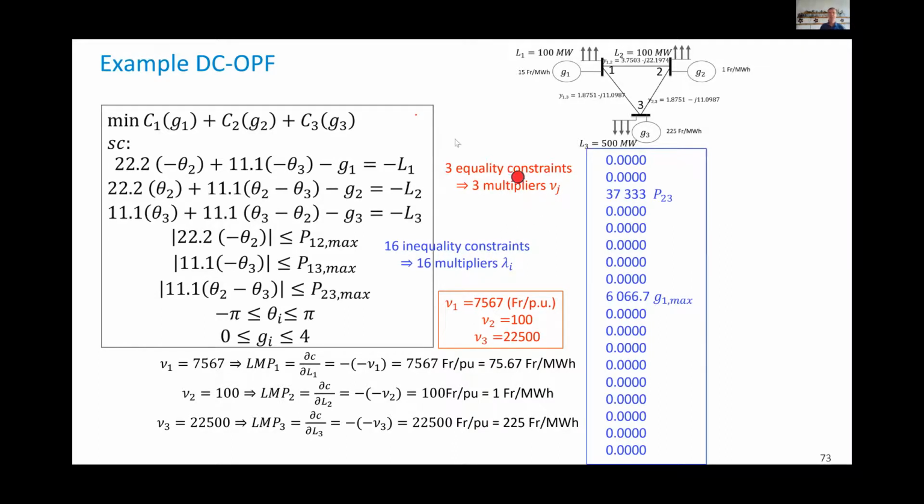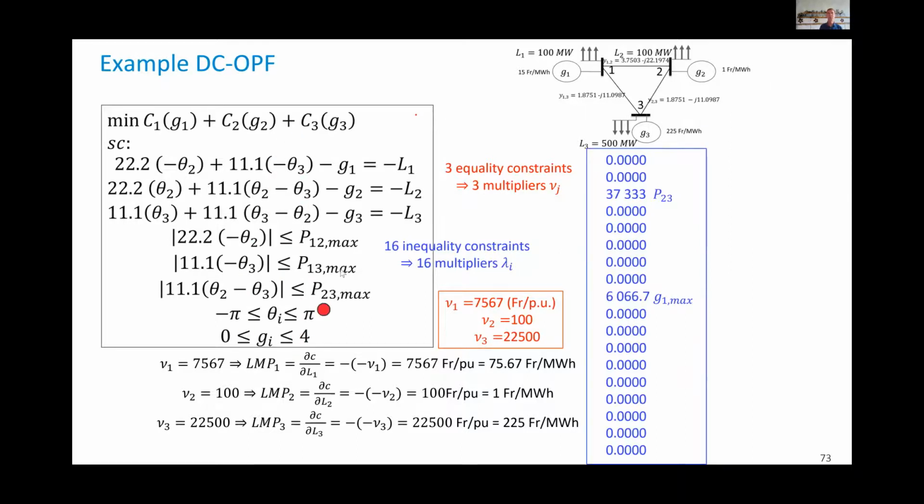Let's return to our example. To simplify, I do it for the DC-OPF only, not for other forms. We can do it for SLP. This is typically what is done when we really want to be very accurate. Let's do it for DC-OPF. So that's the DC-OPF problem I have.